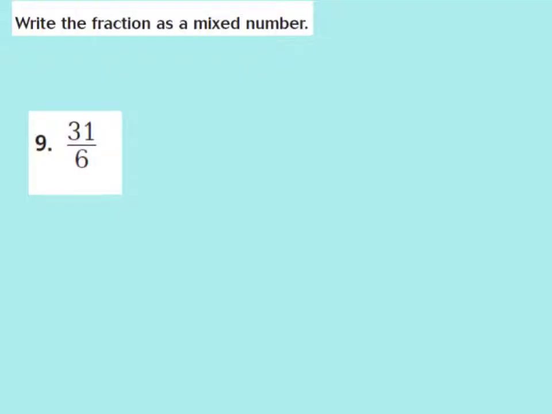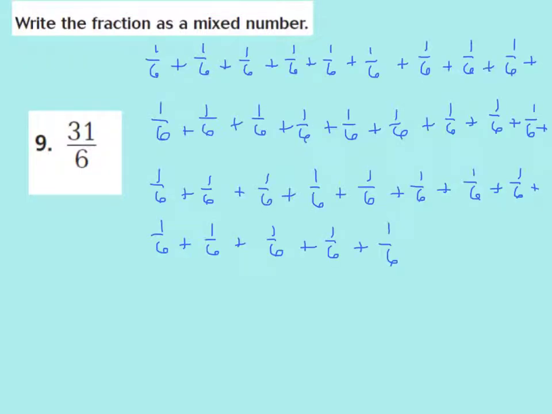To write a fraction as a mixed number, you can take 31/6 and make it into unit fractions. However, that might take a long time to write in your Go Math book, so go ahead and look at this right here. Here's what it would look like if I were to do the sum of unit fractions to make 31/6. That's a lot of writing for you to do, so I just want to show you what I'm going to do. Remember, to make one whole, you would need to have 6/6 because my denominator is a 6.